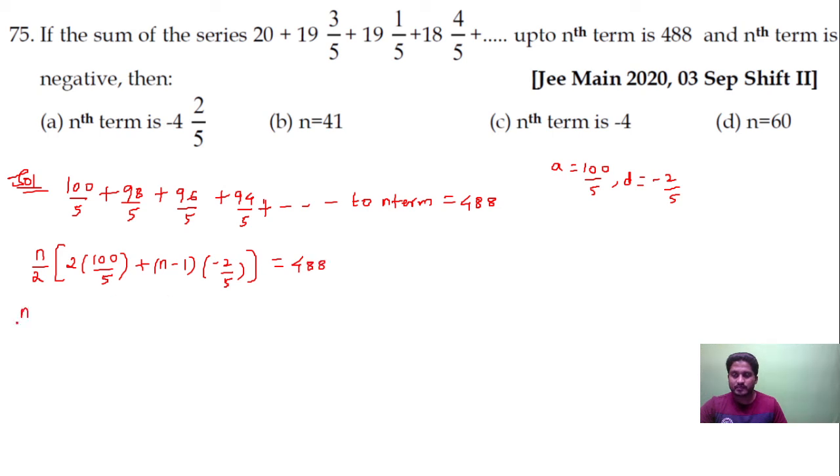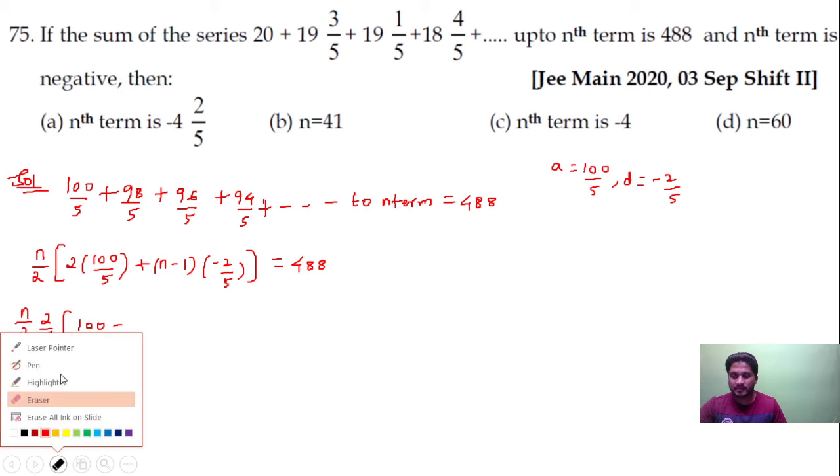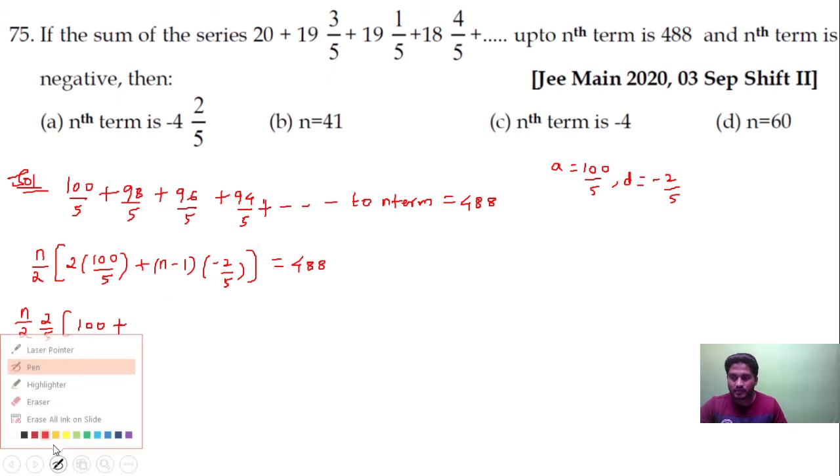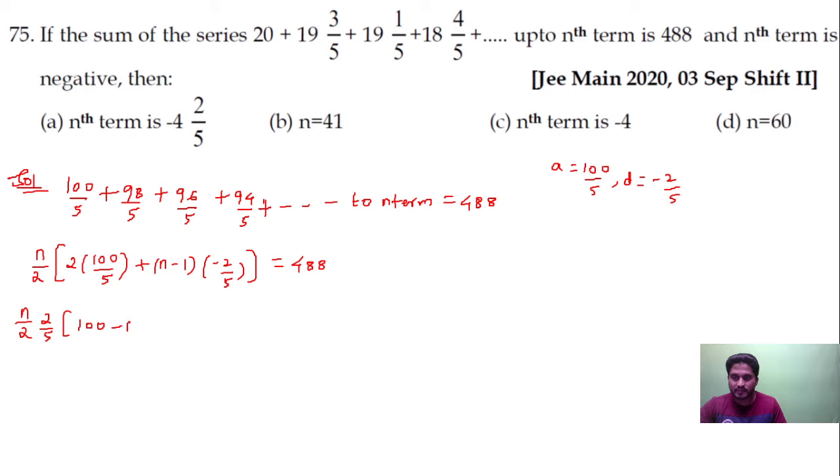So this is n upon 2. I will take this 2 by 5 common. Left out is 100 minus 2n plus 2, with 2 by 5 out. So I should write this as minus n, 100 plus n minus 1, that is a plus n minus 1 into d. So 2 by 5 is out, and left out is minus 1. So it should be minus n plus 1 is equal to 488.